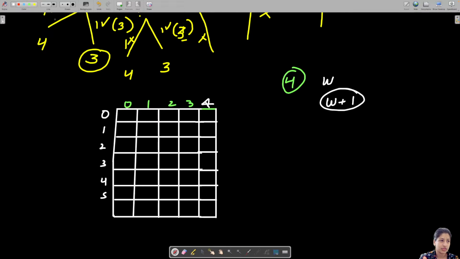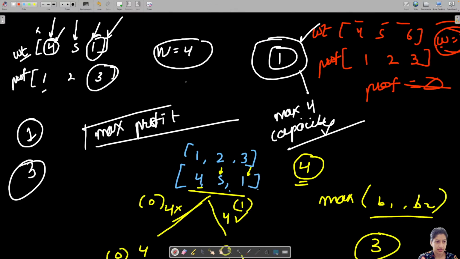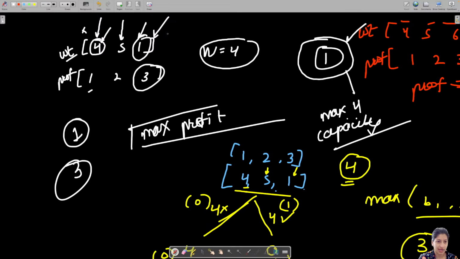Now what you have to do, see guys, what does this represent? This is the weight you had, right? So the maximum was 5, so till there is what I have taken.